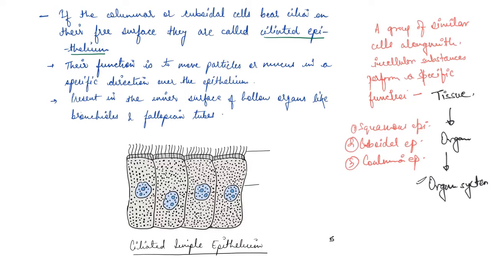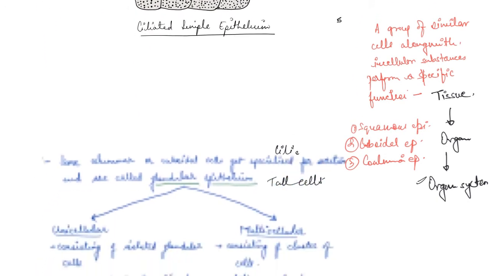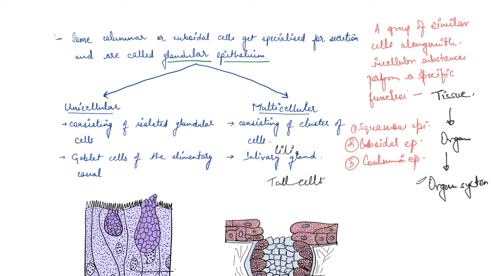Now if you see here, these are the cilia, and along with that you have tall cells, right? So this basically is ciliated simple epithelium. Now remember that some of the columnar or cuboidal cells get specialized for secretion. What happens to them? They get specialized for secretions, and they are known as glandular epithelium.